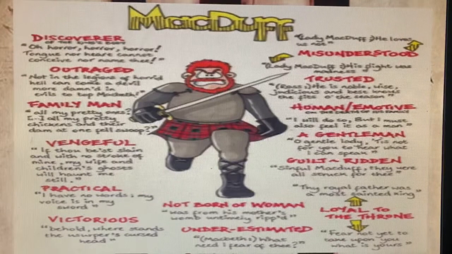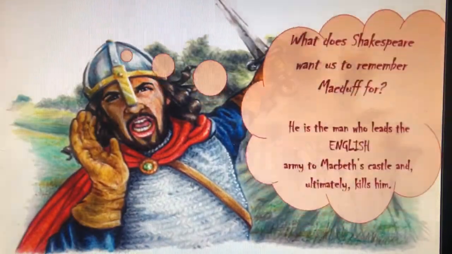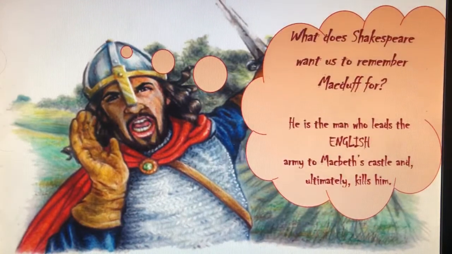Some key words for Macduff: discoverer, outraged, a family man. He cares a great deal for his wife and son. He is trusted by all those around him. And he seems to be one of the more human or emotive characters, particularly obviously when he finds out his wife and son have died. What does Shakespeare want us to remember Macduff for? Well, he's the man who leads the English army to Macbeth's castle and ultimately kills him.